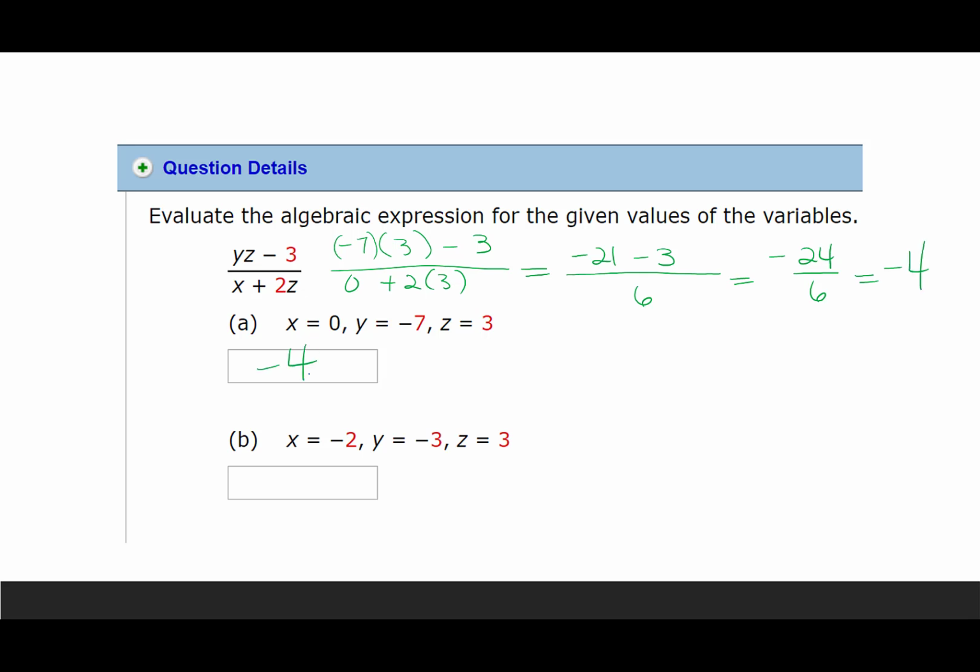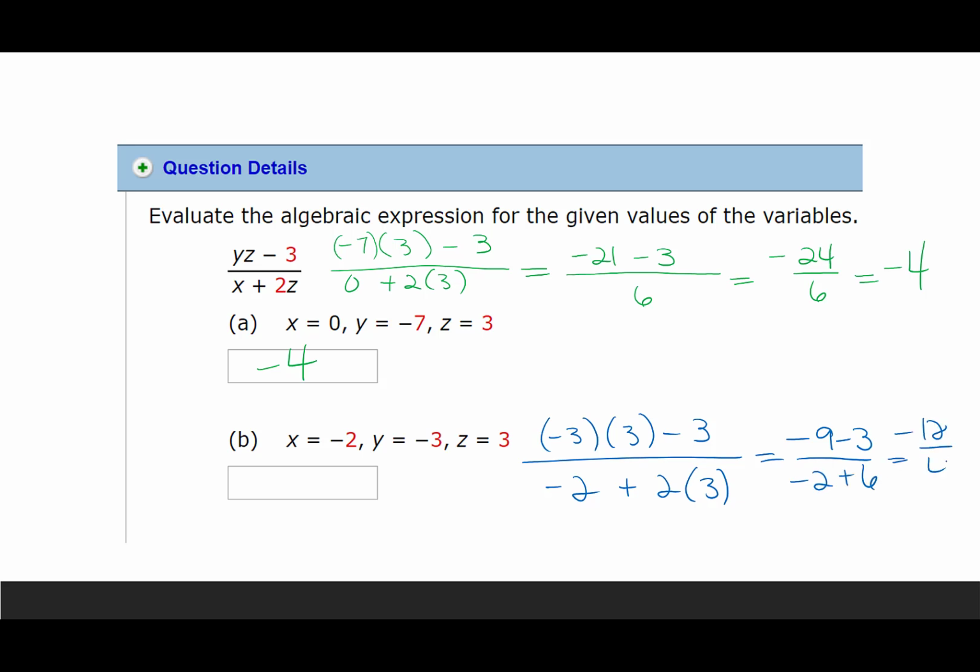The second part, we're using the same expression except different values. So if we use the values for part B, negative 3 times 3 minus 3 over negative 2 plus 2 times 3. Again, you can type this into your calculator or just work through orders of operation. The numerator is negative 9 minus 3 over negative 2 plus 6. It's negative 12 over 4, which reduces to negative 3. So that's your answer for part B.